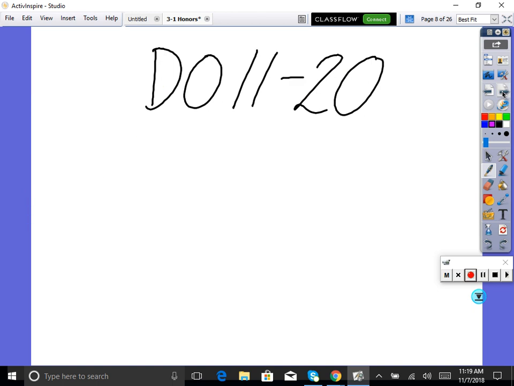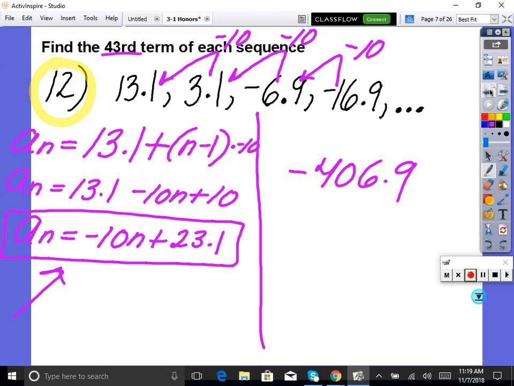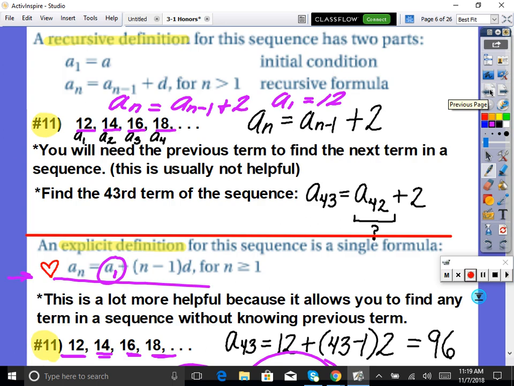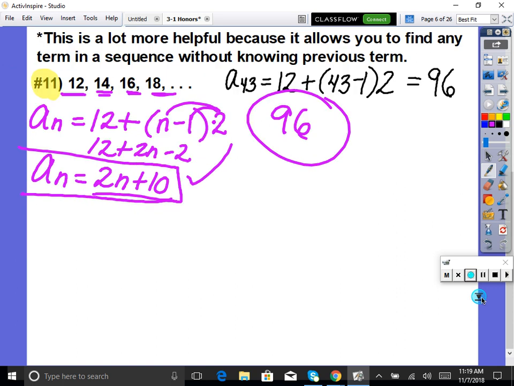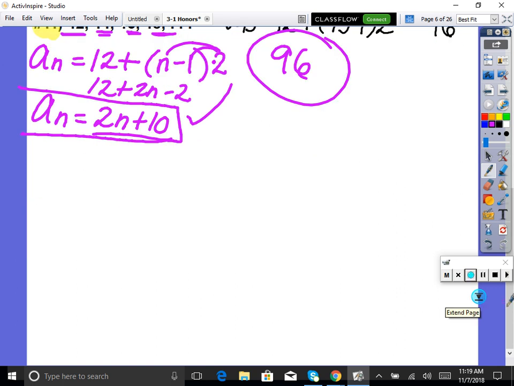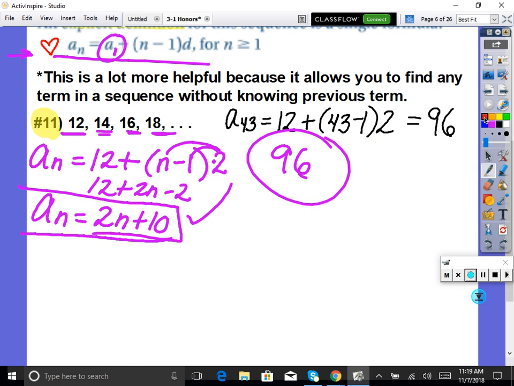So, ready? Oh, wait. I want to show you how the formula literally makes so much sense. It should be easy to memorize because, watch, it actually makes sense. That's what's so cool about it. Look back to number 11. Okay? Now, looking at how this formula makes sense, let's plug it in. We were asked to find a sub 43, right? So this was the general formula. Let's see why that general formula makes sense.